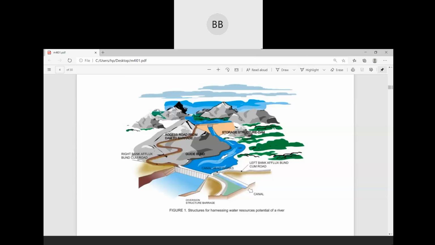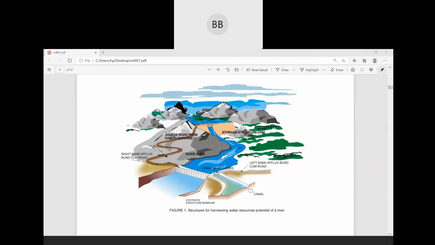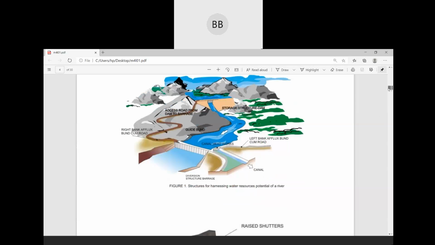Do you have any doubts regarding this hydraulic structure? I think it's very simple. When you store water using a hydraulic structure, that is called a storage structure. And when you divert the flow without storing any water, that is your diversion structure. For storage, the very common structure we use is the dam. And for diversion we have barrage and weir.